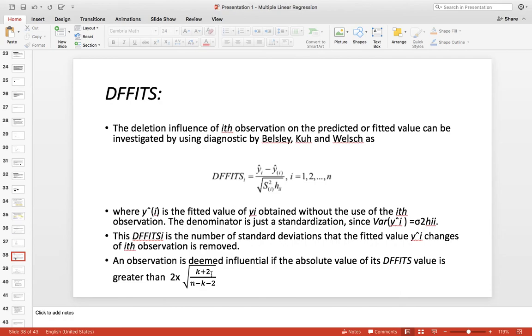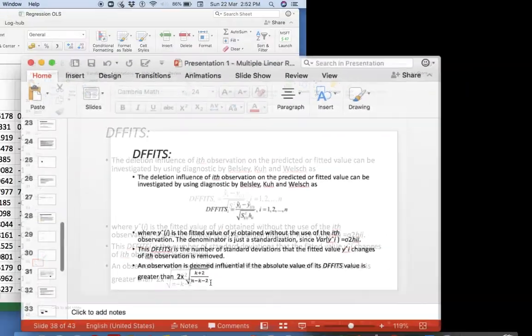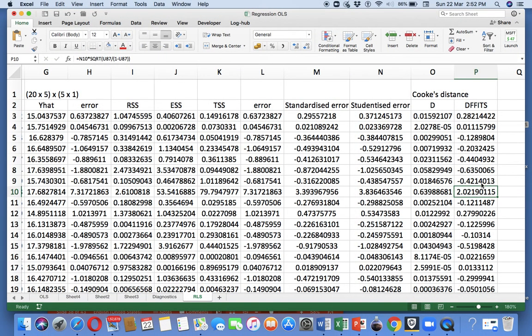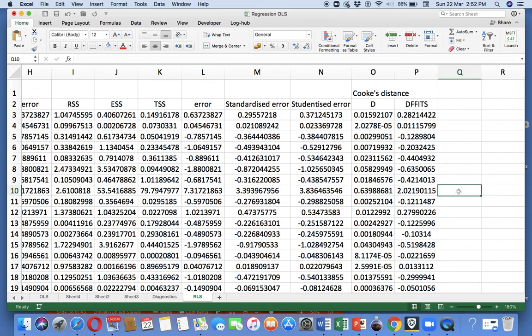K is 5 plus 2, 7. 7 divided by, this is 20 minus 5, 15, 15 minus 2, 13. So 7 divided by 13, square root of that into 2. So I'll just calculate, square root of 7 divided by 13 into 2.